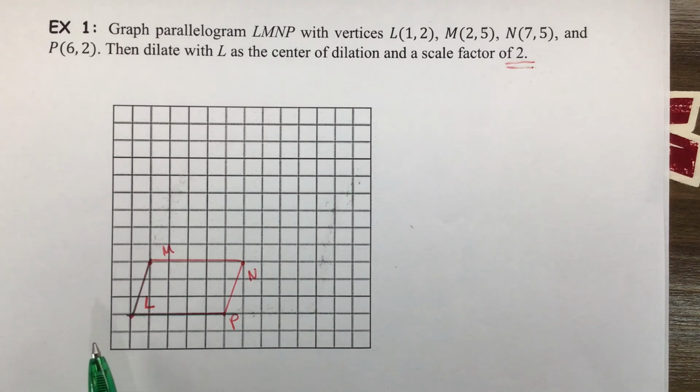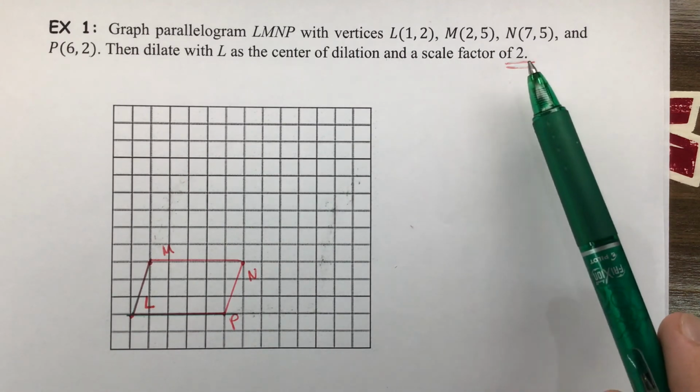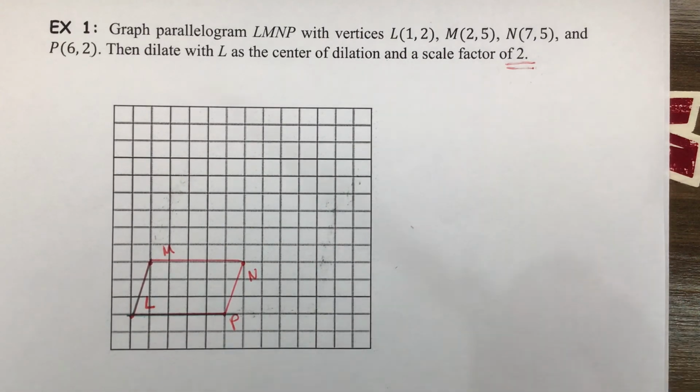Or you could have the center of dilation located inside of the figure, which again looks a little bit different, but the way that you approach it by finding distances and then multiplying the distances by the scale factor is generally what the rule is here. Okay, so let's go ahead and see what this one looks like when it's all done.